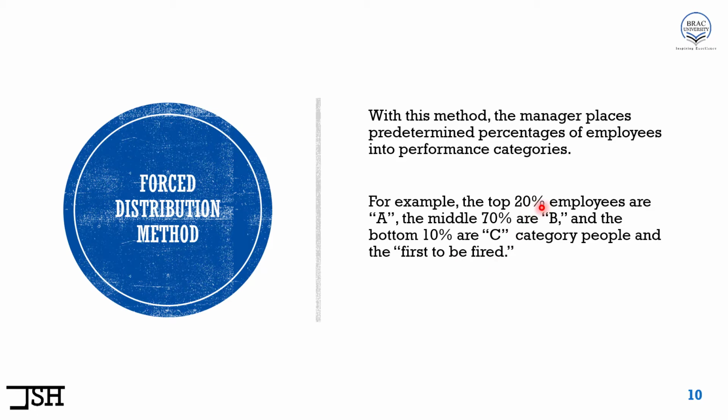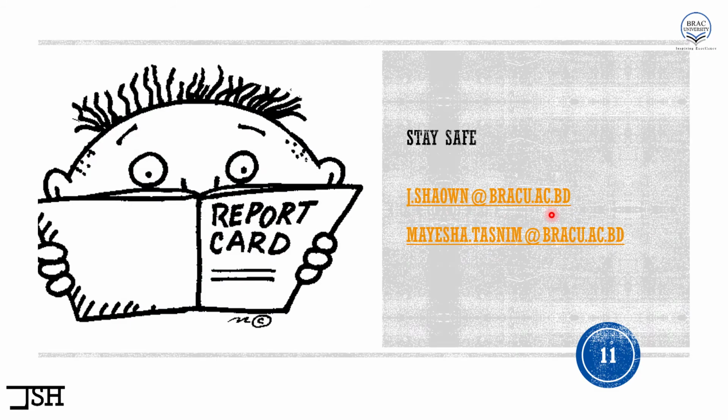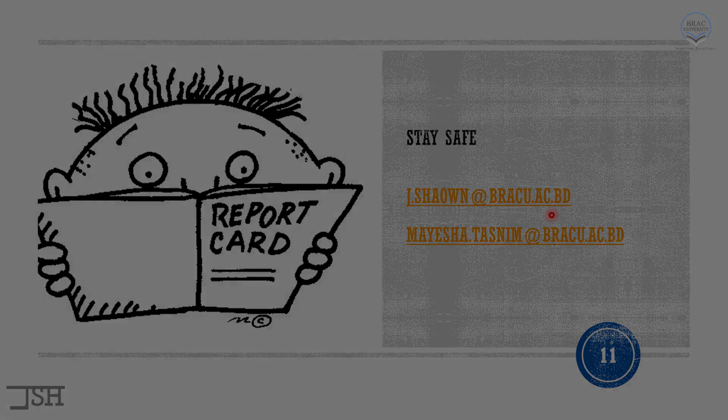So that is what happens in forced distribution method. We have predetermined percentages, and we are going to forcefully categorize people into one of these different categories. So yes, we are done with graphic rating scale and forced distribution method. In the next video, we are going to discuss paired comparison method.